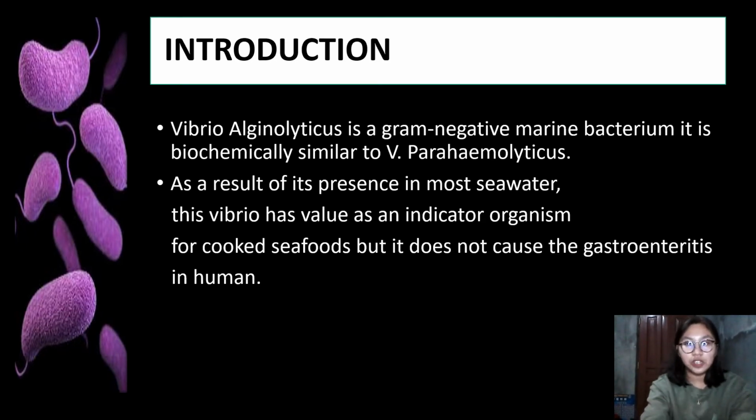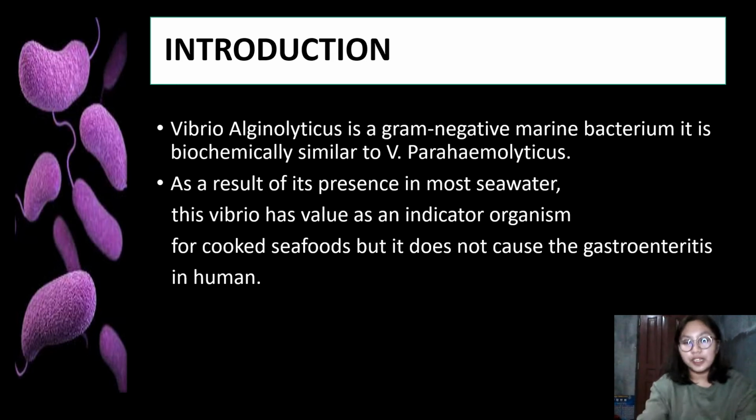For the introduction, Vibrio Alginolyticus is a gram-negative marine bacterium. It is biochemically similar to V. parahemolyticus. But the Vibrio Alginolyticus is fermented with sucrose, while the V. parahemolyticus is not fermented with sucrose. So what makes the V. Alginolyticus different from the other Vibrios? So let's find out.